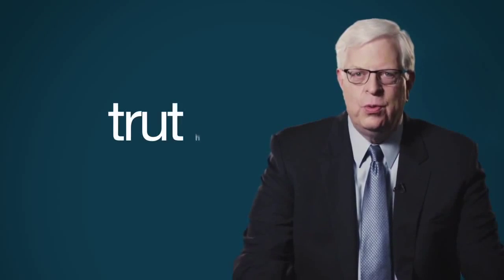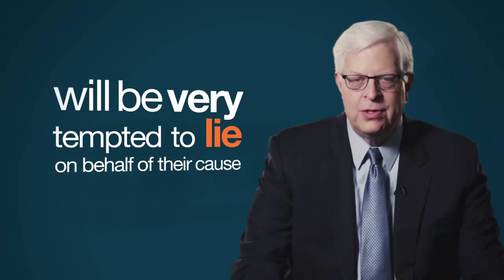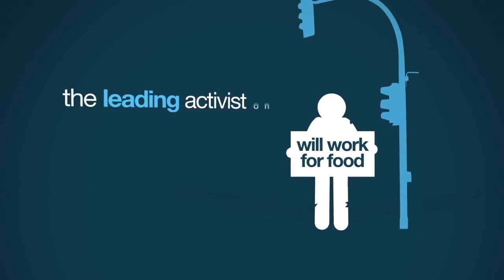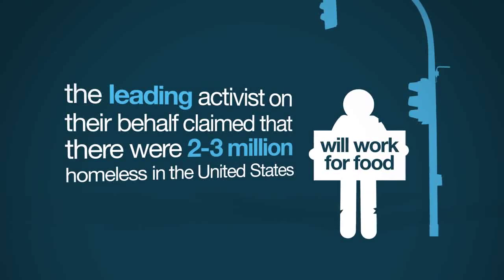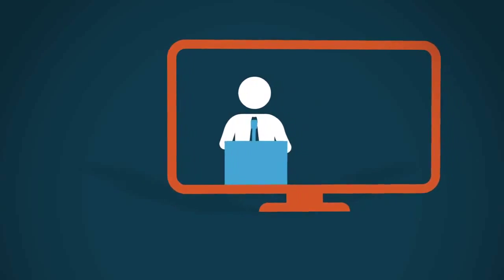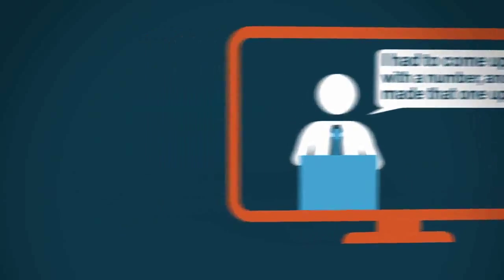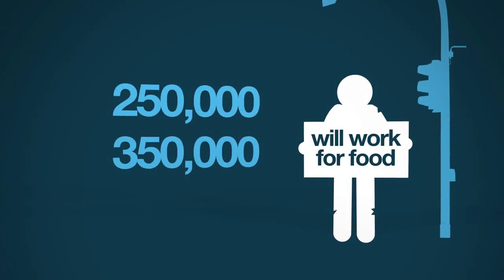However, one big obstacle to truth-telling is that believers in causes, including good causes, that don't place truth as a central value, will be very tempted to lie on behalf of their cause. There are many examples. In the 1980s, for example, to promote the cause of the homeless, the leading activist on their behalf claimed that there were 2 to 3 million homeless in the United States. Years later, he admitted on national television that he had to come up with a number and made that one up. The real number was between 250,000 and 350,000.